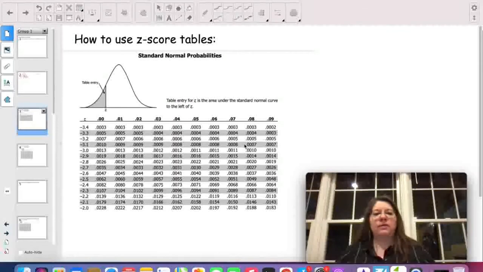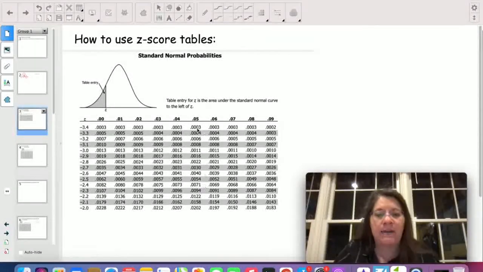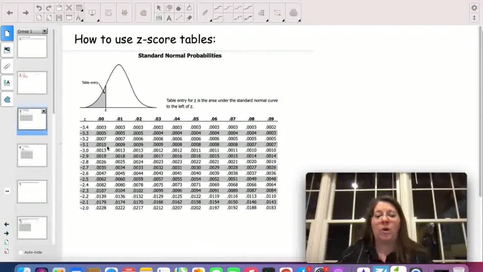So here's just a sample, a little piece of the z-score table. And there are 2 parts of the z-score table. You have a negative part and you have a positive part. This is a portion of the negative. Now, there are more values. Our negative numbers have to go from 0 all the way to -3.4. And our positive values go all the way from 0 to +3.4.